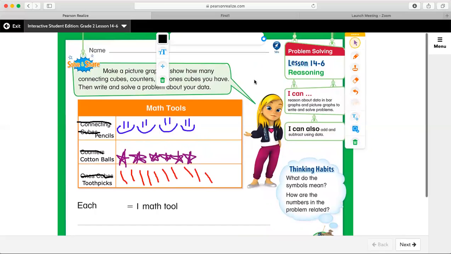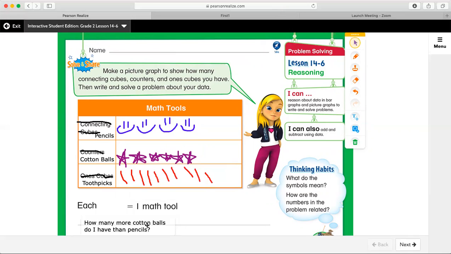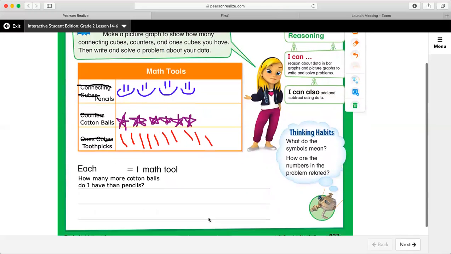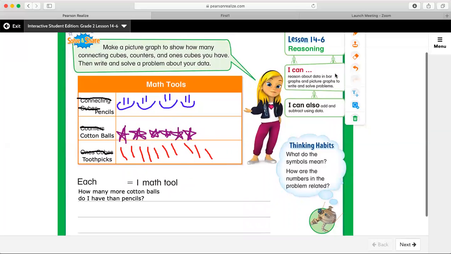So a problem that I can see here is, how many more cotton balls do I have than pencils? Something very simple, a very simple problem that you can solve. So how many more cotton balls do I have than pencils? So now I need to solve. So I'm going to look here. Here are my cotton balls. I have 1, 2, 3, 4, 5, 6.